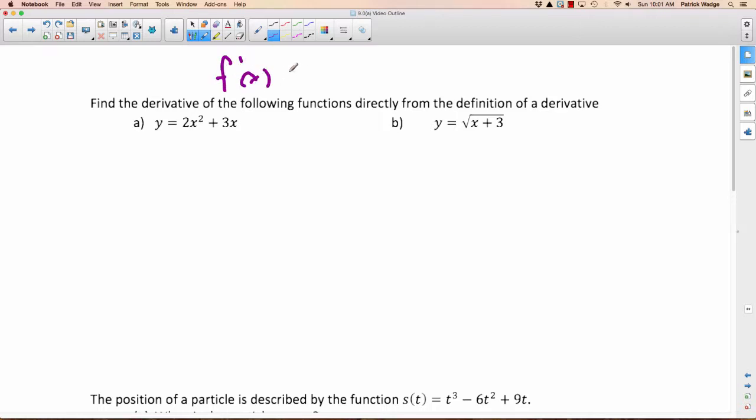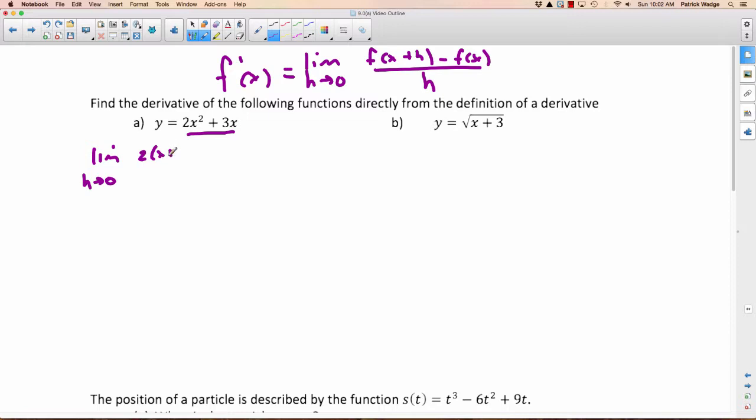F prime of x, or the derivative, is equal to the limit as h approaches 0 of f of x plus h minus f of x, all divided by h. Okay, ready? So this is f of x right here. So the first thing we have to do is we have to write x plus h and put that into the x's in this function. So we'd have 2 times x plus h squared plus 3 times x plus h.